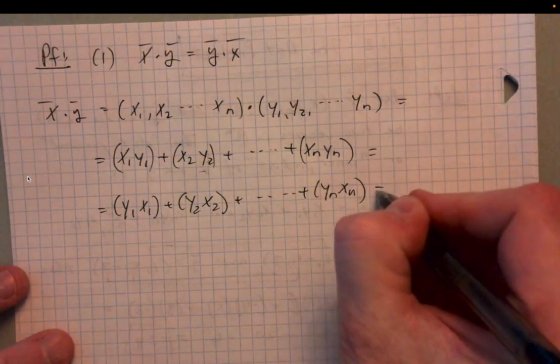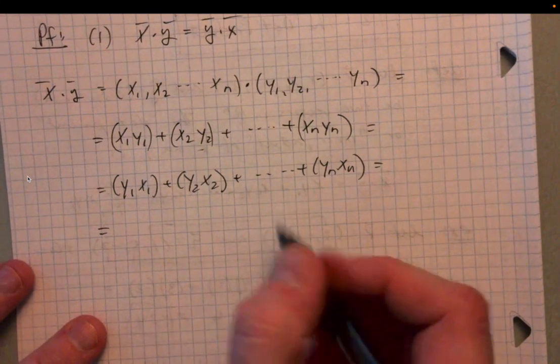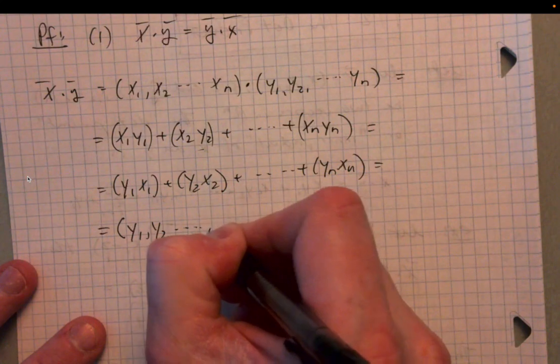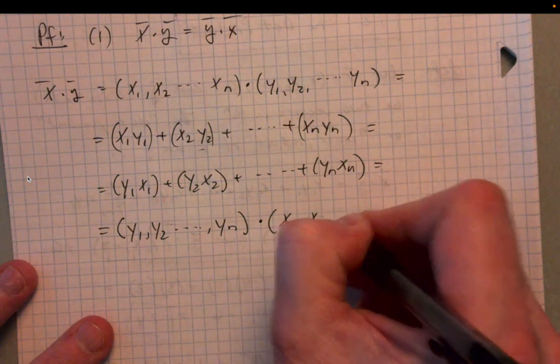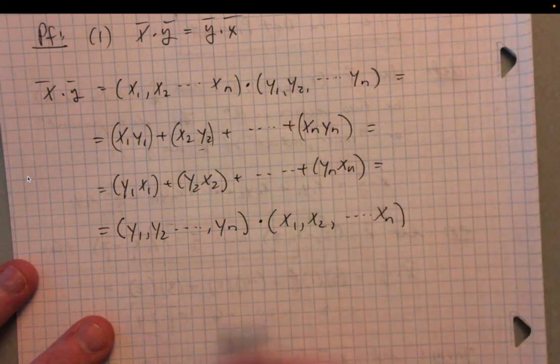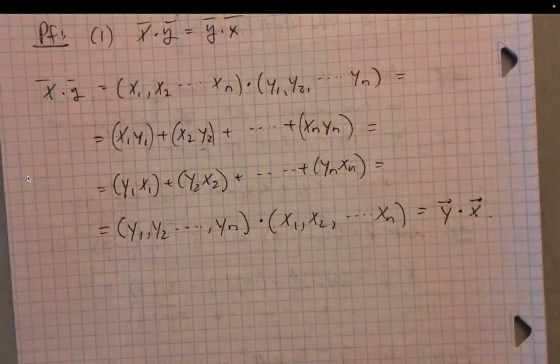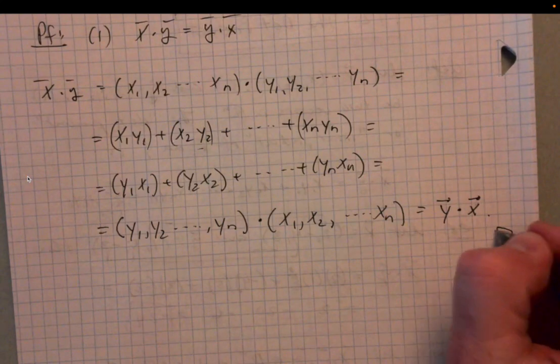And so when I do that, I can pull them apart again in just the same way as I did up here, right? So this is going to be equal to the vector y1, y2, dot dot dot, yn dotted against x1, x2, dot dot dot, xn, right, which is of course y dot x. Okay, so x dot y equals y dot x. So the dot product is a commutative operation. Okay, all right, so that proves one.